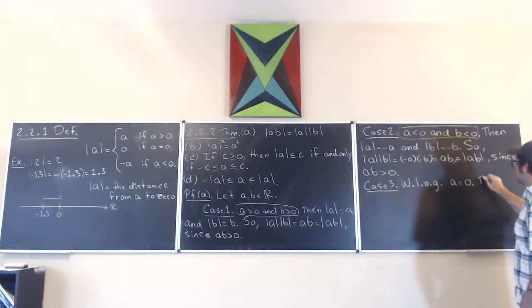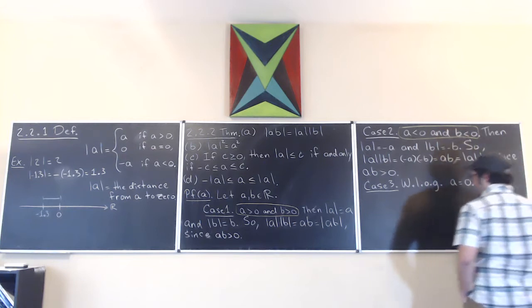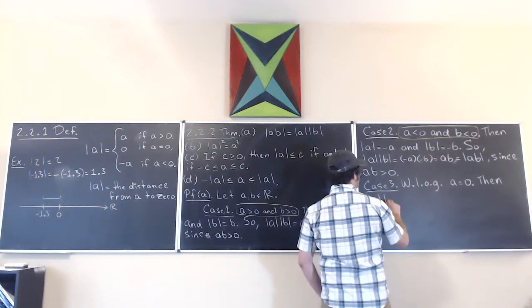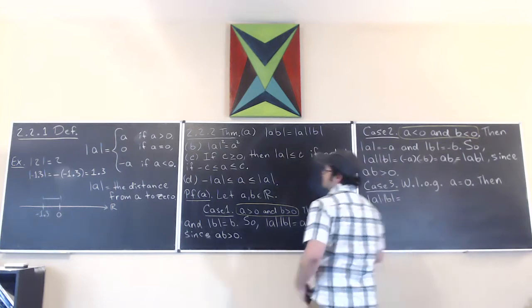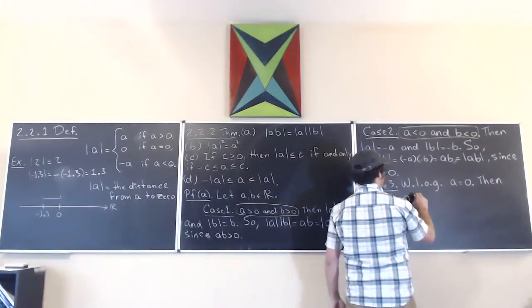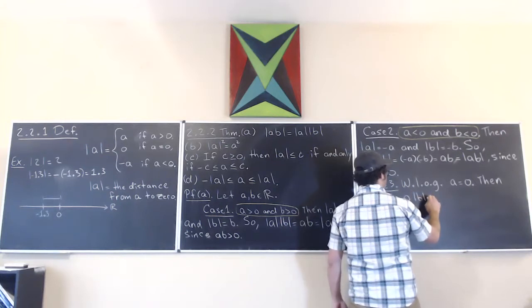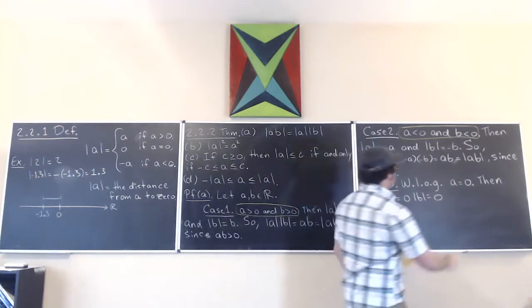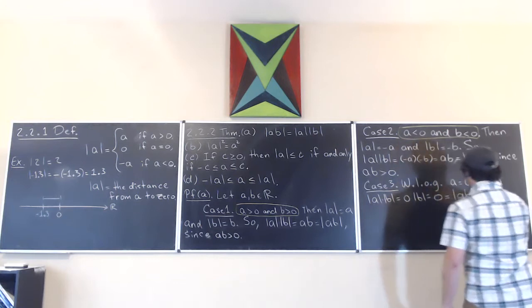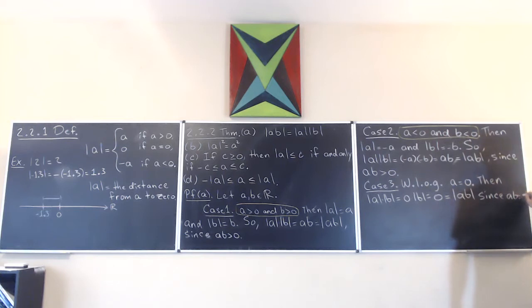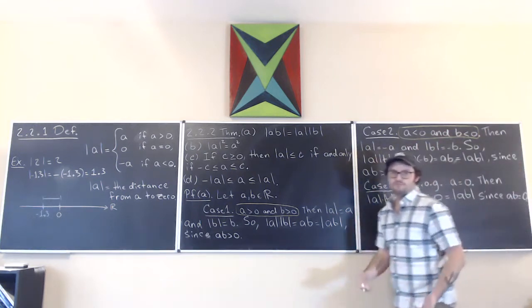So then, I can just say that the absolute value of A times the absolute value of B. So if A is equal to 0, the absolute value is 0. So it's 0 times the absolute value of B, which is equal to 0. And this is going to be equal to the absolute value of A times B, since A times B is equal to 0. Right, if A is 0, then the product of those two real numbers is going to be 0.